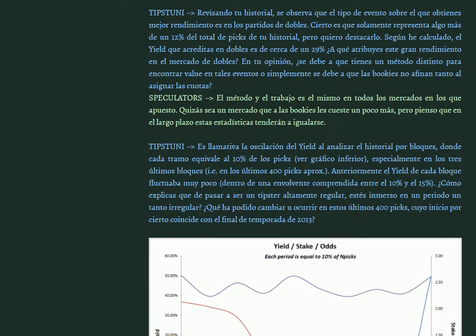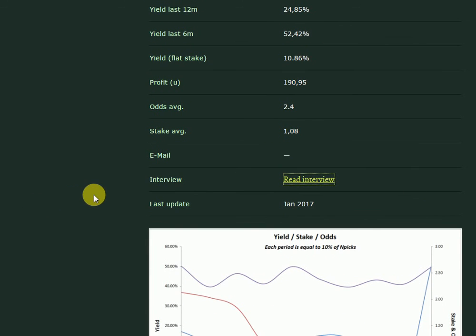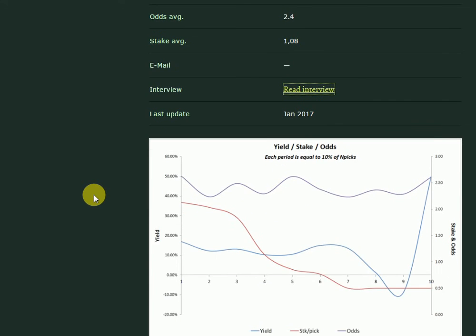So the interview is quite important, and I strongly recommend reading it. And the last update of his stats was done in January, the 1st of January.